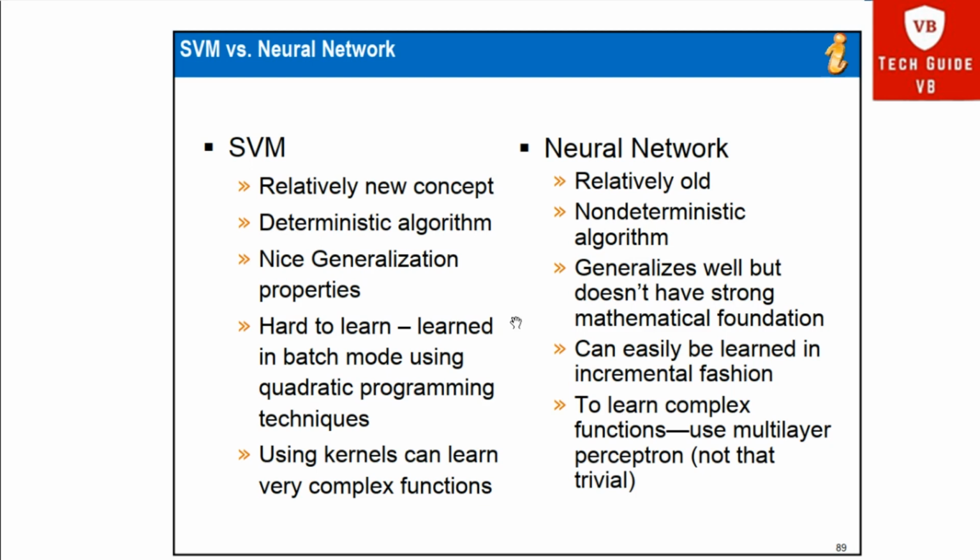Okay, and the last but not least difference is SVM using kernels can learn very complex functions, but in neural network, to learn complex functions you use a multilayer perceptron, which is not that trivial. Okay, so if you see the difference, complex functions can be solved by the SVM in a very proper manner, but in neural network the complex functions are not that trivial.